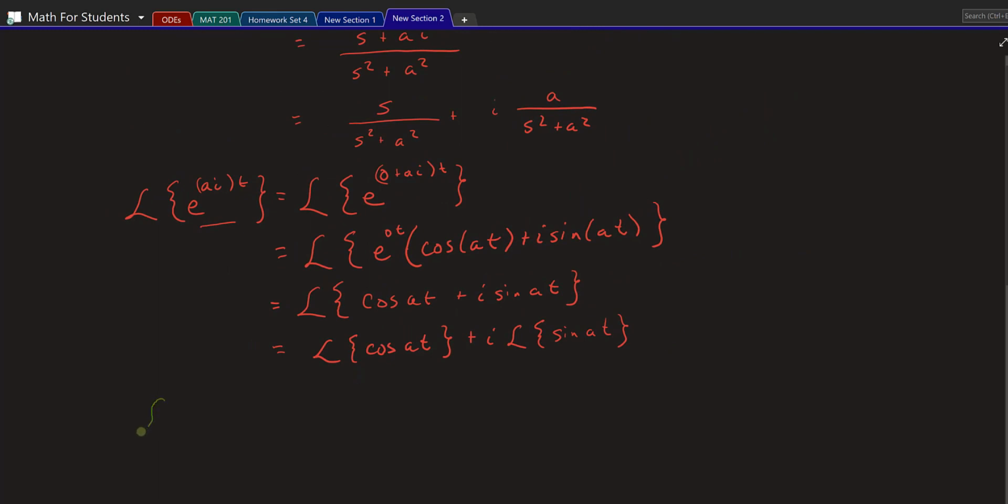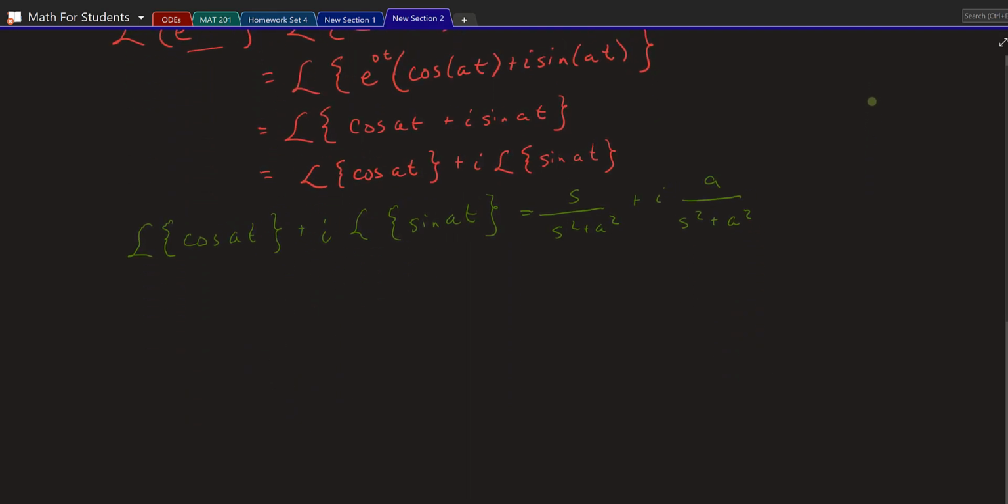We've got that the Laplace transform of the cosine of at plus i times the Laplace transform of the sine of at needs to equal s over s squared plus a squared plus i a over s squared plus a squared. And now we make the classic position argument that we've been making all semester. Keep in mind that what does the Laplace transform do? It takes a function in t space and maps it to s space. So this is an expression involving s, and this is an expression involving i times s.